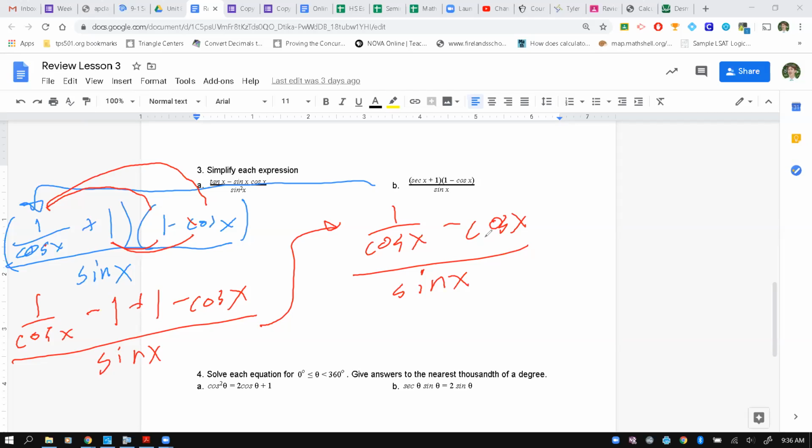So yeah, the next thing you'd want to do is multiply everything by cosine to get rid of that fraction within a fraction. You should notice that you can use the Pythagorean identity, and then you'll be able to cancel some stuff out and then use an identity to find out what it is.